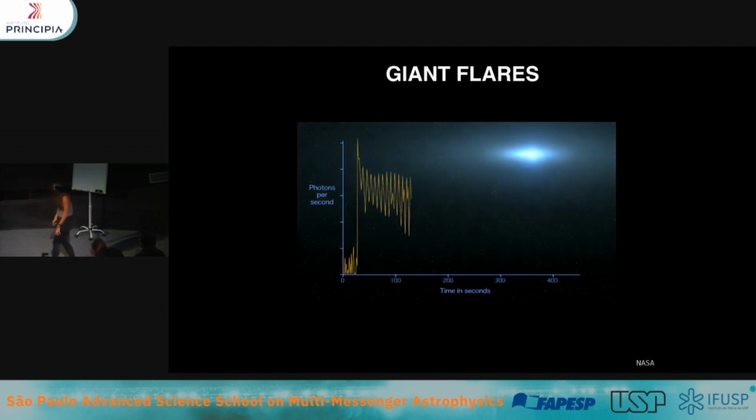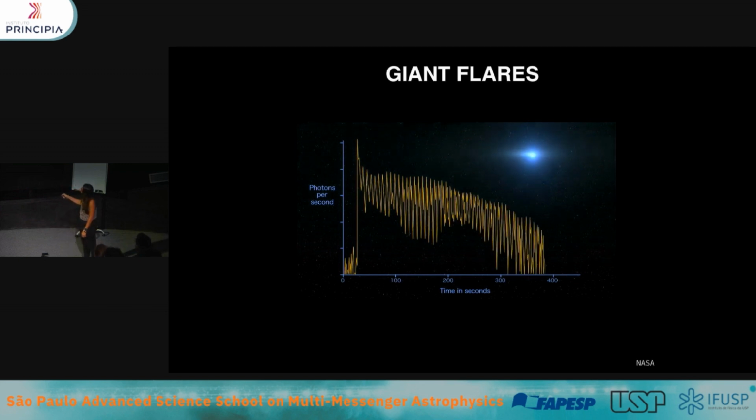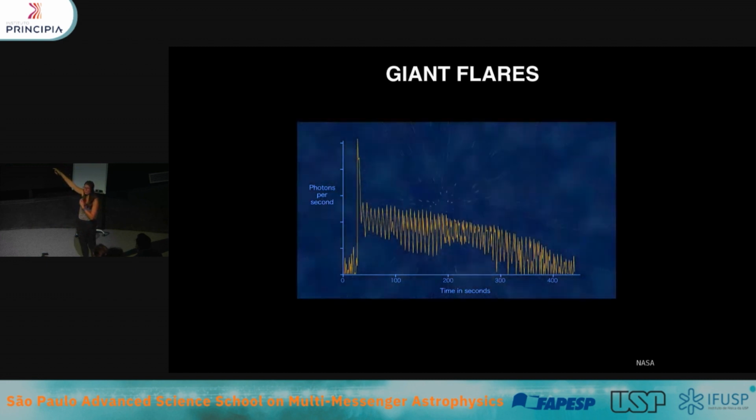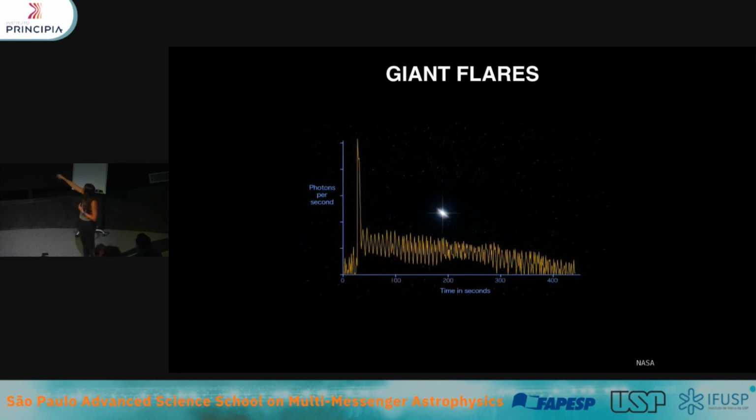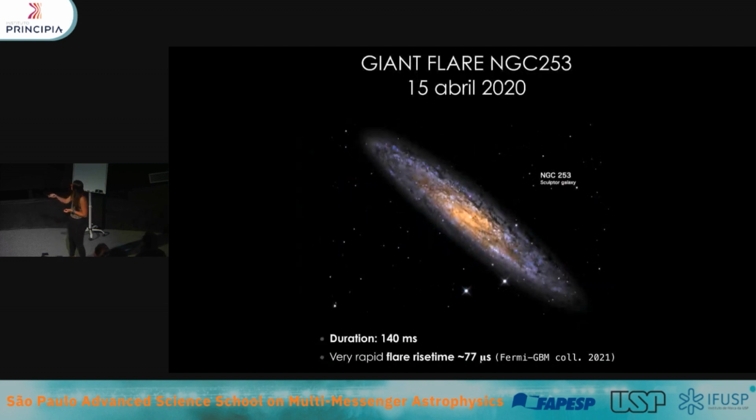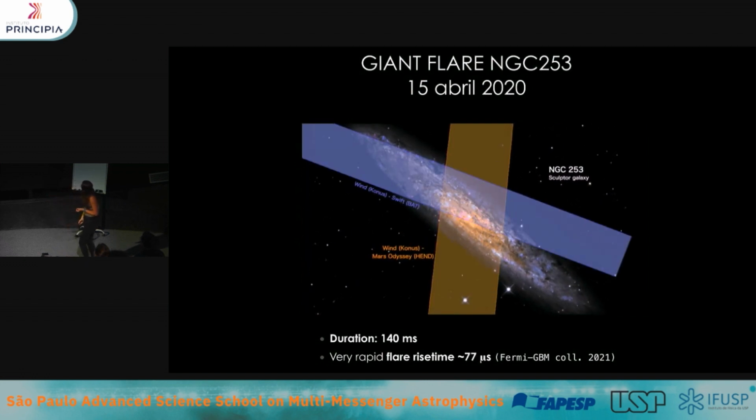And this is what I was telling you. You would expect this peak and this kind of afterglow, but when you locate your source super far away, your shape changes a little bit. So sometimes it's a bit tricky to understand if it's really a giant flare from a magnetar or not. But in this case, they confirmed that it was a magnetar in another galaxy.